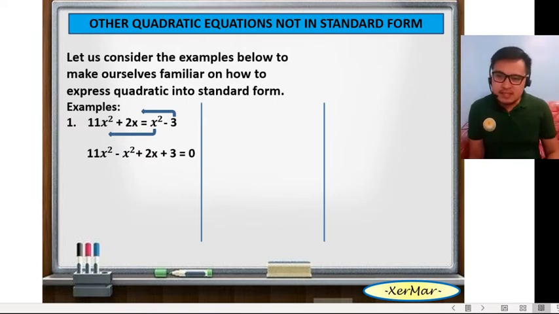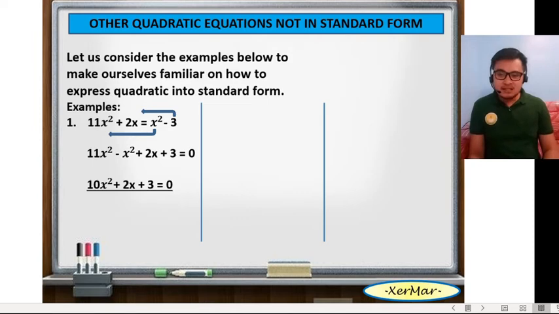Yung negative x squared natin, meron yan siyang numerical coefficient of negative 1. Kaya meron tayong 11 minus 1, that is 10, and then attach x squared or copy the common variable, and then plus 2x plus 3 equals 0. So now, 10x squared plus 2x plus 3 equals 0 is the standard form, where a equals 10, b equals 2, and c equals 3. Alright, next, number 2.